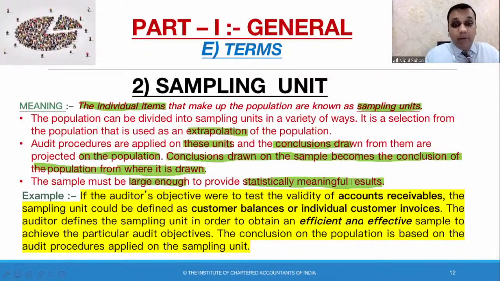We have an example with us. If the auditor wants to test the validity of accounts receivables, sundry debtors, the sampling unit could be defined as the customer balances or individual customer invoices. Auditor defines sampling unit in order to obtain an efficient and effective sample.